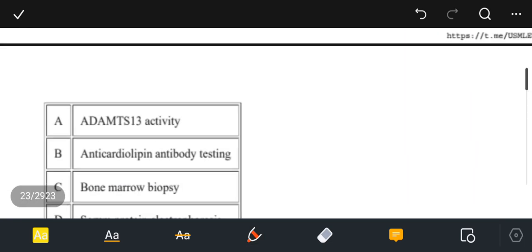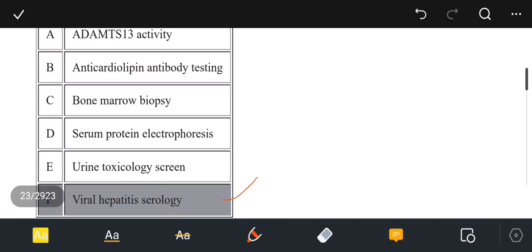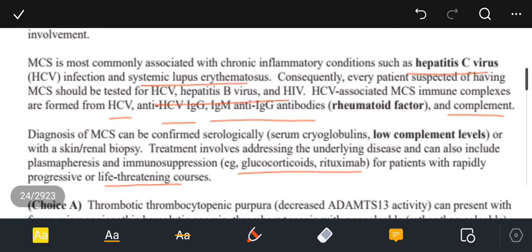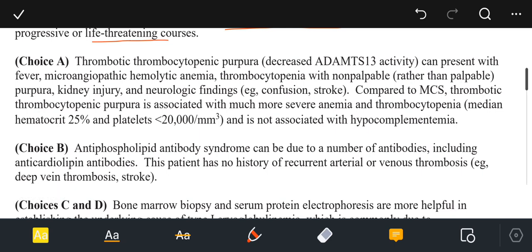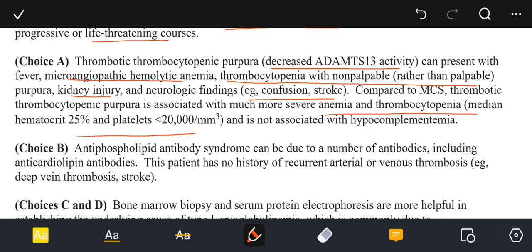The choice A, that is ADAMTS13 activity, was not the option of choice because in thrombotic thrombocytopenic purpura, decreased ADAMTS13 activity can present with fever, microangiopathic hemolytic anemia, thrombocytopenia with non-palpable rather than palpable purpura, kidney injury, and neurologic findings, for example, confusion and stroke. So there is a pentad of ADAMTS13. Compared to MCS, thrombotic thrombocytopenic purpura is associated with much more severe anemia and thrombocytopenia, median hematocrit 25% and platelets less than 20,000 per cubic millimeter, and it is not associated with hypocomplementemia.